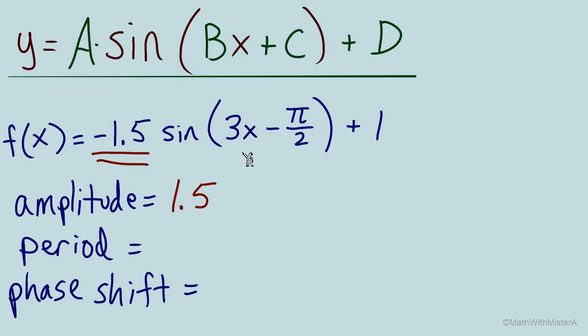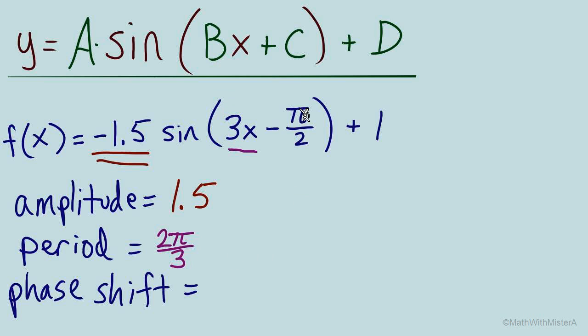Next, the period. We know that we look at the B transformation for the period, but we need to do 2 pi divided by that number. 2 pi divided by 3 is our new period. Remember, by default we start at 2 pi if we're dealing with a sine function, and dividing by B gets us to our new period, 2 pi over 3.